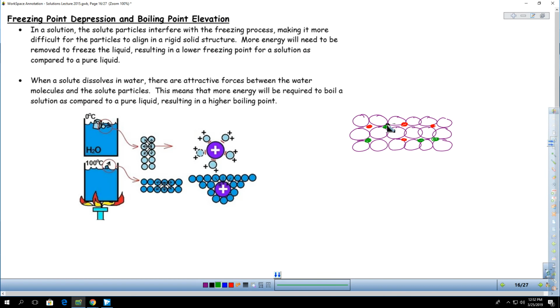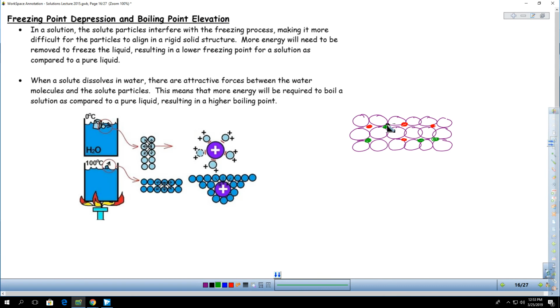It becomes lower than what you might expect. More energy will need to be removed in order to freeze the liquid. I've got to remove more energy in order to align those particles in this lovely repeating pattern of crystallized water molecules. That results in a lower freezing point. So for example, we know that pure water freezes at 0 degrees. Well, now if it's a solution of salt water, it's going to freeze at a lower temperature. Hence this freezing point depression. The freezing point is depressed, it's lowered.